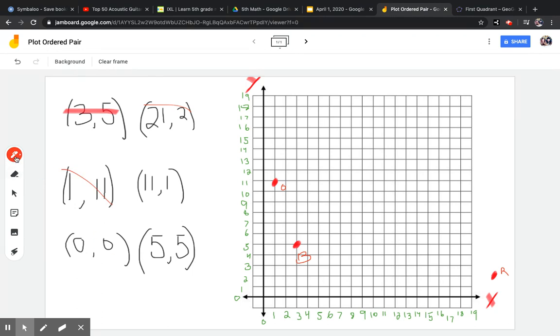Let's do the opposite. Let's do point 11, 1, and let's kind of see how the difference is. So if I take 11 steps this way, and then 1 step up, my point would be right there. And we'll call that O2. Okay, so if you notice, this O is really close to the y-axis, but this one's really close to the x. They're just a little different.